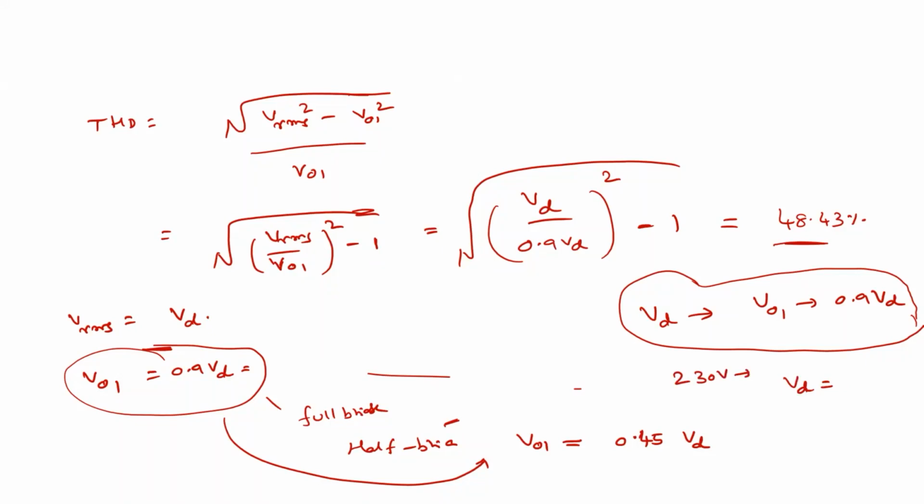So that means this V01 is given, right? So what is the value of VD? So it is 230 divided by 0.9, right? Agree? 255.55, or somewhere around 256 you need to consider.